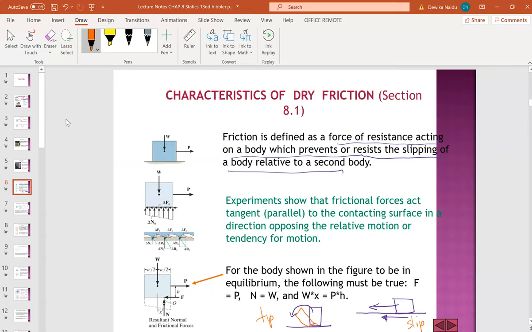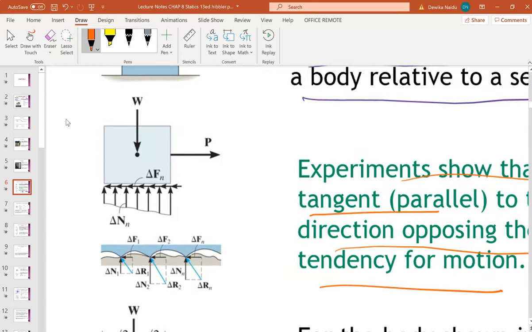Experiment shows that frictional forces act tangent, parallel to the contact surface, in the opposite direction of the relative motion or tendency of the motion. Let's look at this diagram. I'm going to enlarge it and do a bit of scribbling. Observe this: this box is being pulled this side, right? Because it's being pulled this side, there will be an opposing force. Can you see this opposing force in this direction?